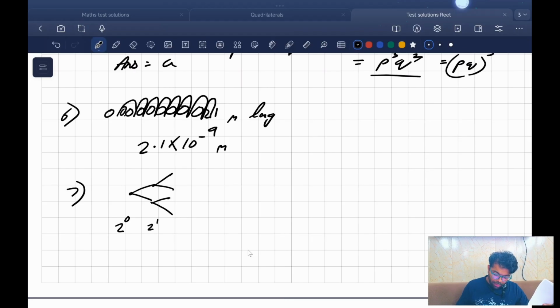So this will be 2 to the power of 1. In the first minute, you are having 2 to the power 1 drops. In the second minute, you are having 2 to the power 2 drops. In the third minute, you are having 2 to the power of 3 drops. Can you see a pattern? So when will you have 2 to the power of 15 drops?